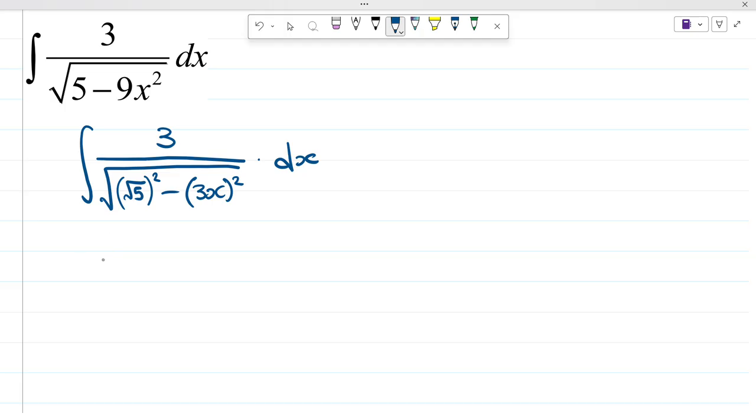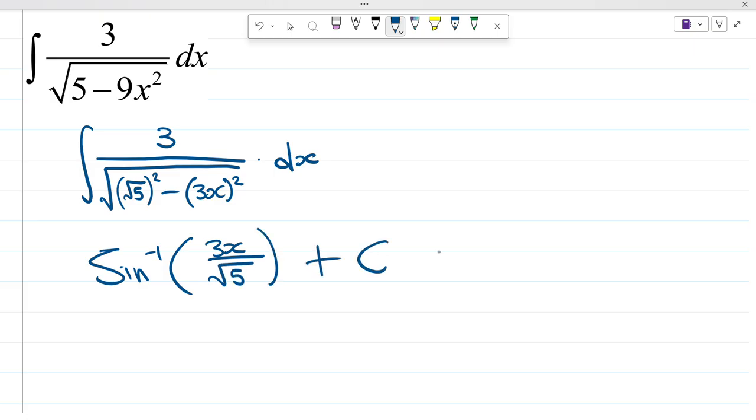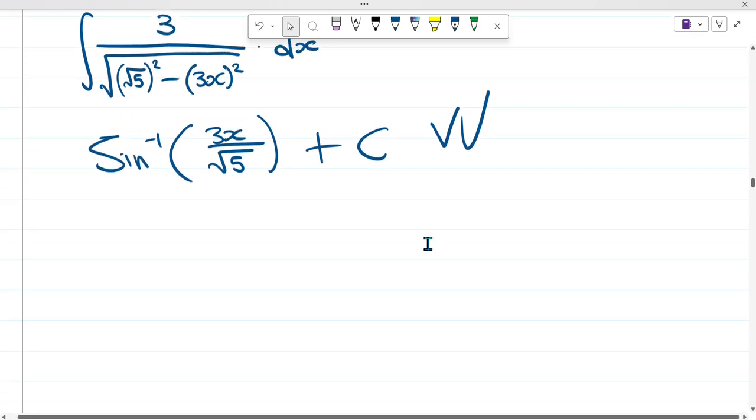The one of sine inverse does not have 1 over a outside. So it's just going to be sine inverse of 3x over a inside. Our a here is square root of 5, then plus c. And tada, you have your answer there. That's just it. I hope you got it as well.